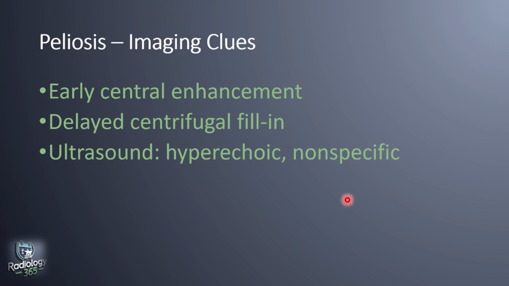So unlike in hepatic cavernous hemangiomas, which would fill peripherally nodularly and then eventually have centripetal flow towards the center, for Peliosis you rather usually have central filling first and then eventually have a centrifugal kind of enhancement. Although rarely you might also see some centripetal filling, but that's not a classic behavior. On ultrasound, they might just look like a bright non-specific mass.